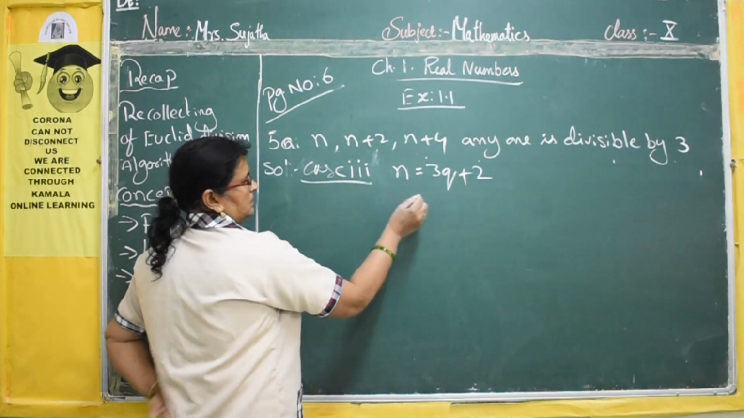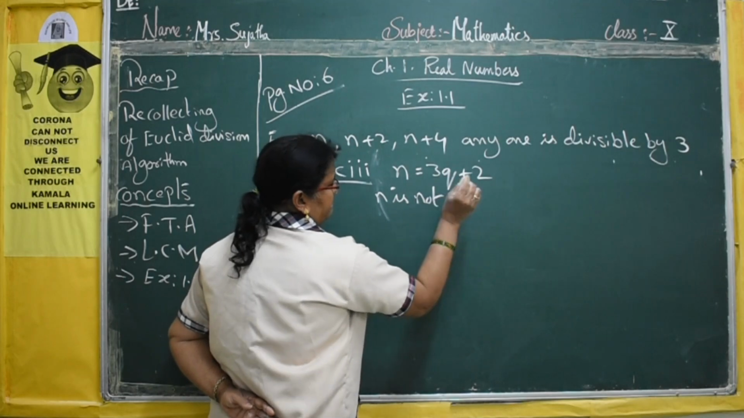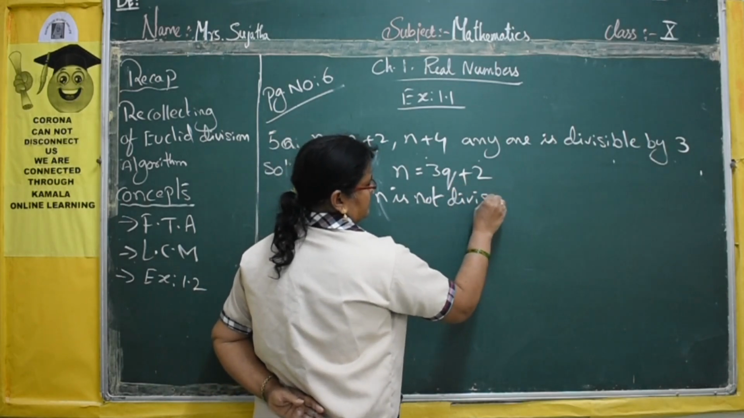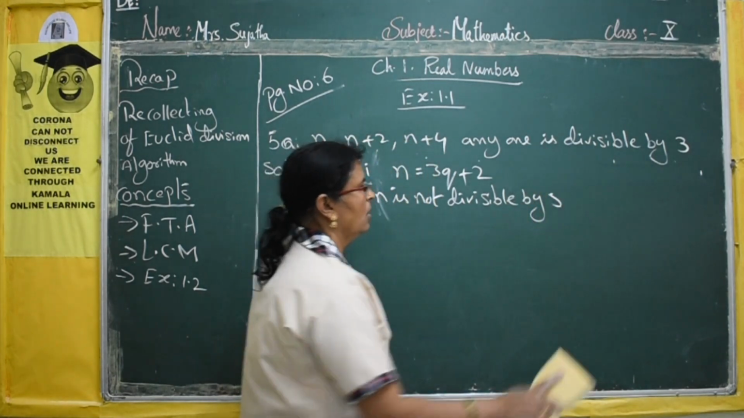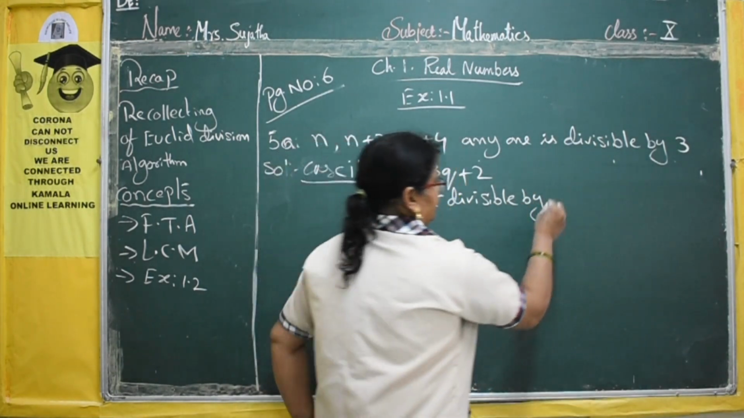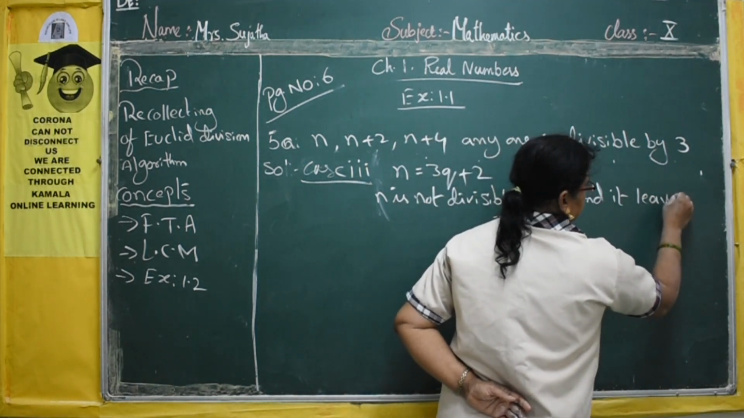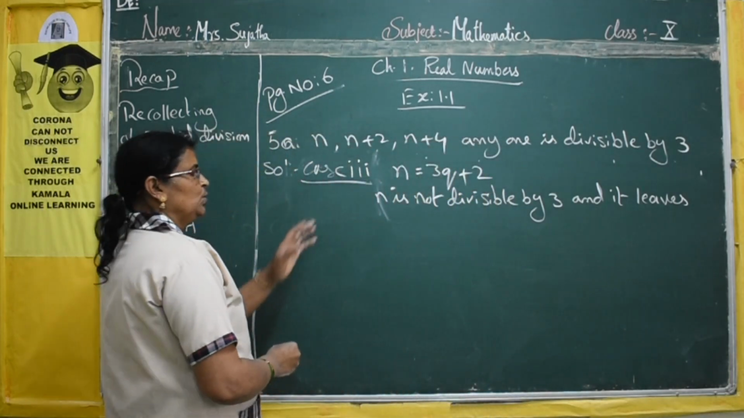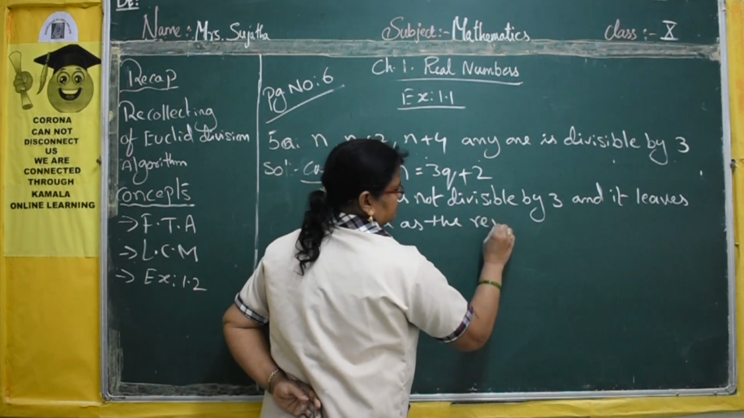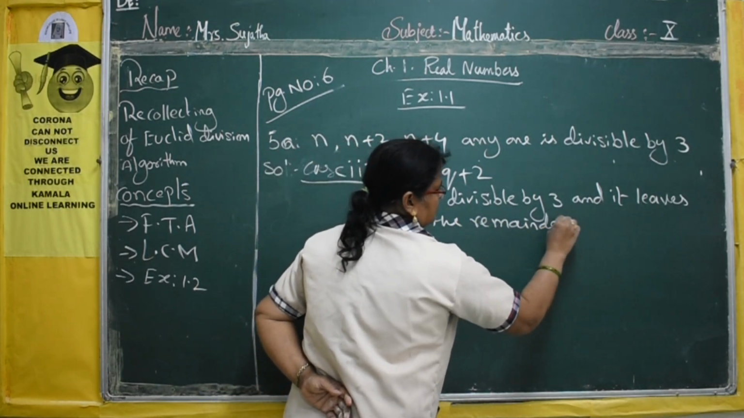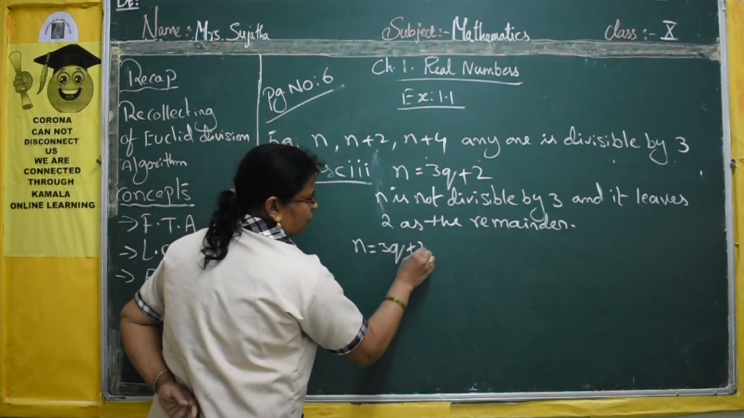So n is not divisible by 3, and it leaves how much as the remainder now? 2. It leaves 2 as the remainder. Okay.